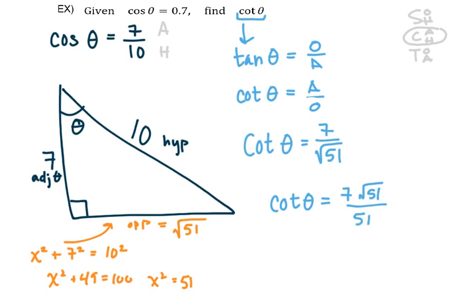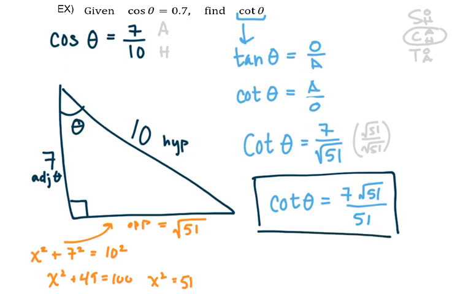Now, rationalizing is something you should know how to do. We want to get that radical out of the denominator. So I multiply by 1, and I form that 1 by looking at what I have here in my denominator. Root 51 times root 51 is root 51 squared, and they cancel each other. So I have a 51 in the denominator, and I have 7 root 51 in my numerator. So that's my final answer here.